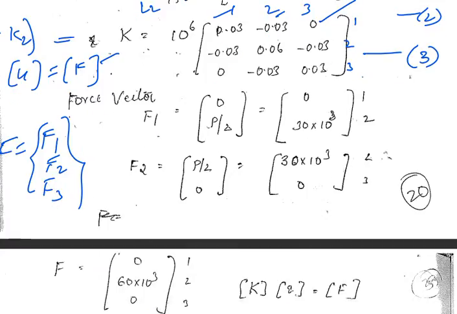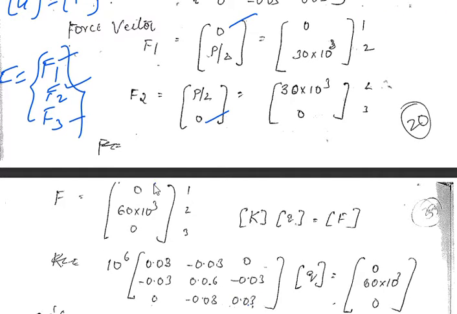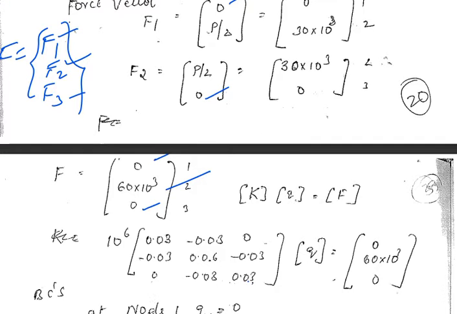So as we can check in the diagram, the force is applied at the middle of the bar, so you know only F2, there is no F1 and F3, so it will be taken as 0, 0. Okay, so finally you obtain this equation: 0, force at 2, that is 16 into 10 power of 3, and 0. Okay, this is a force vector. Now you have to write the equation for Q or U.